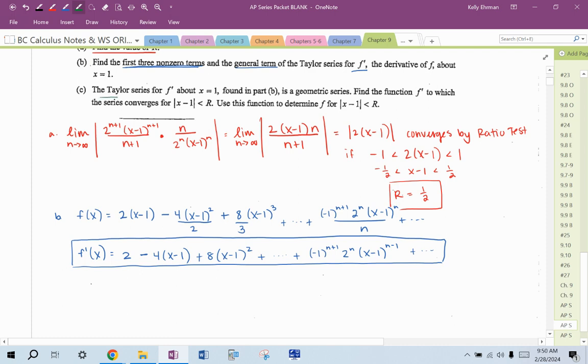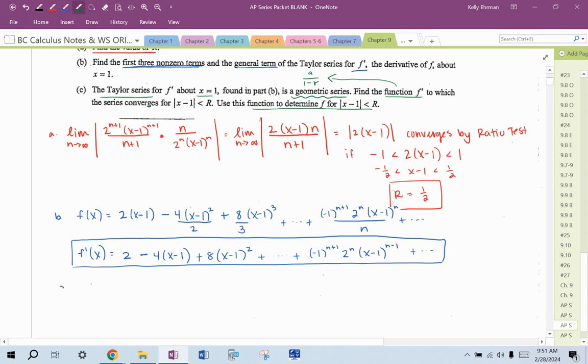The Taylor series for f prime about x equals 1 found in part B is geometric. So if we're told we have a geometric series, remember that means we can find the sum if we know the first term and we know the r, which we do. Find a function f prime for which the series converges on the interval we were given. Use this function to determine f for this same interval. So find f prime and then turn around and find f.